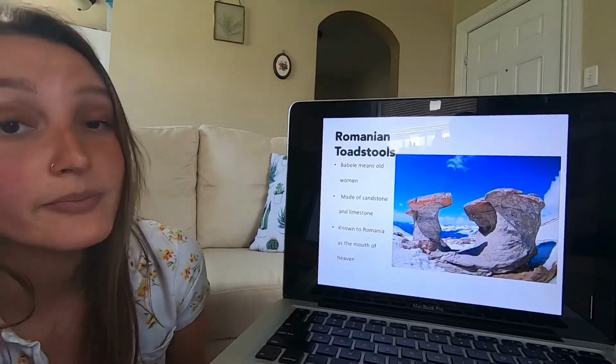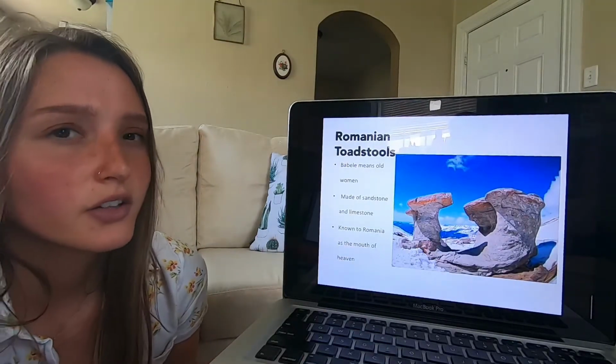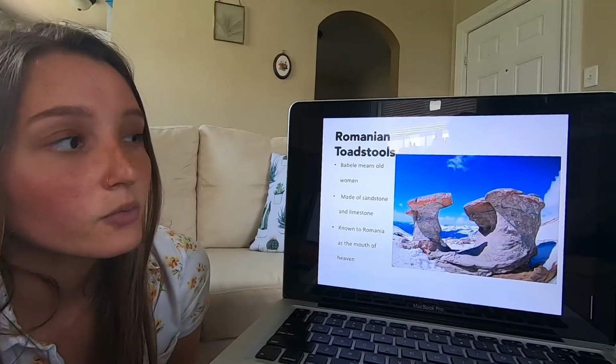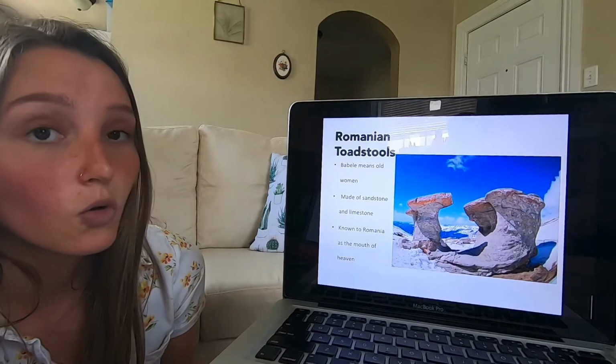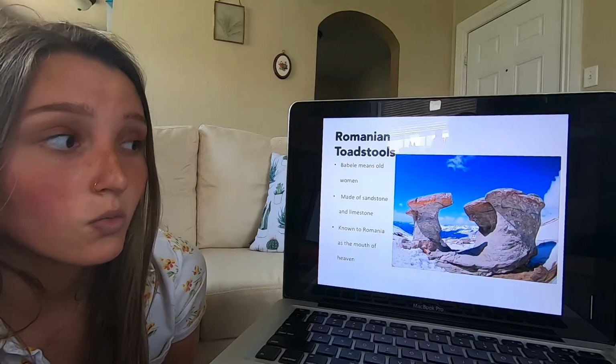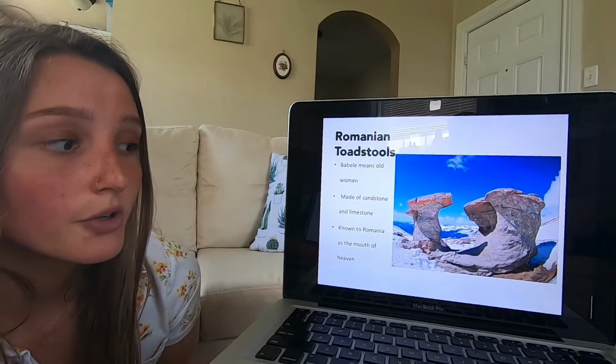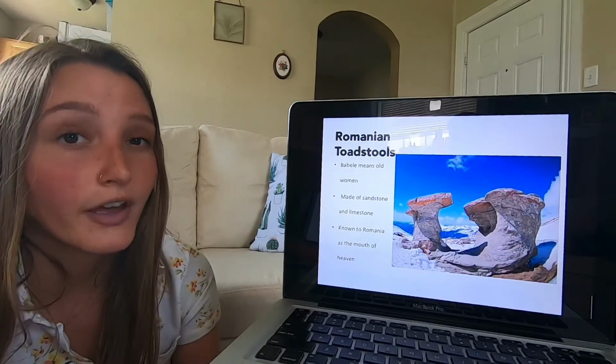Next, we have Romanian toadstools. So I could not find much about the geology of this location, but we did find out that Babele means old women, because apparently these look like old women, and they are made of sandstone and limestone. They are known to Romania as the mouth of heaven.